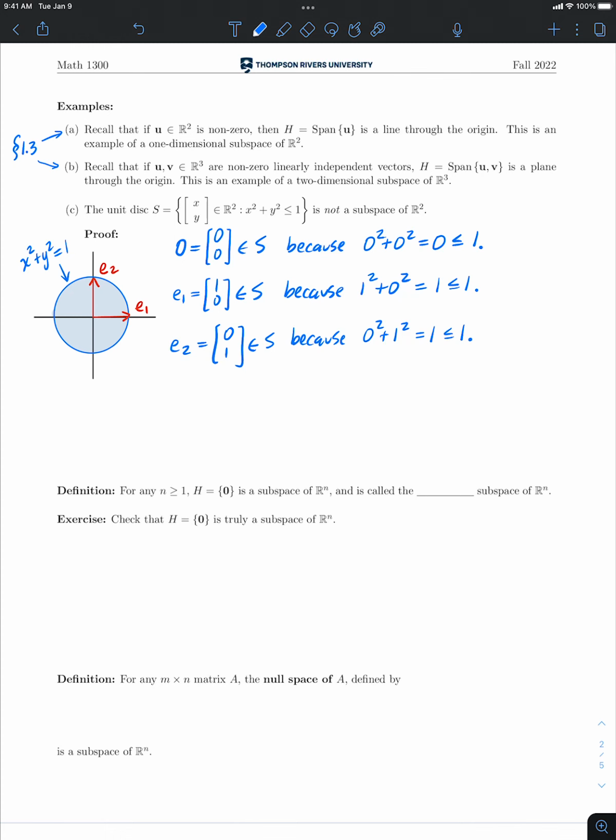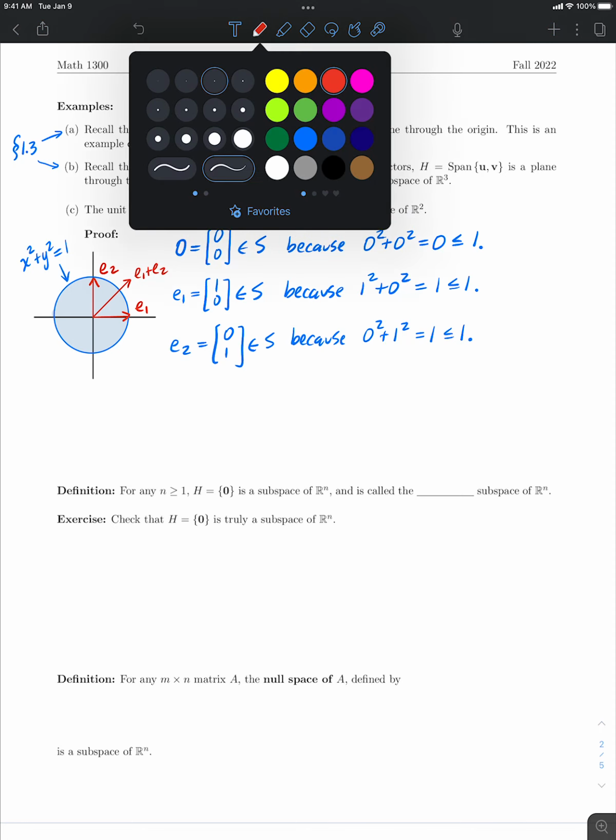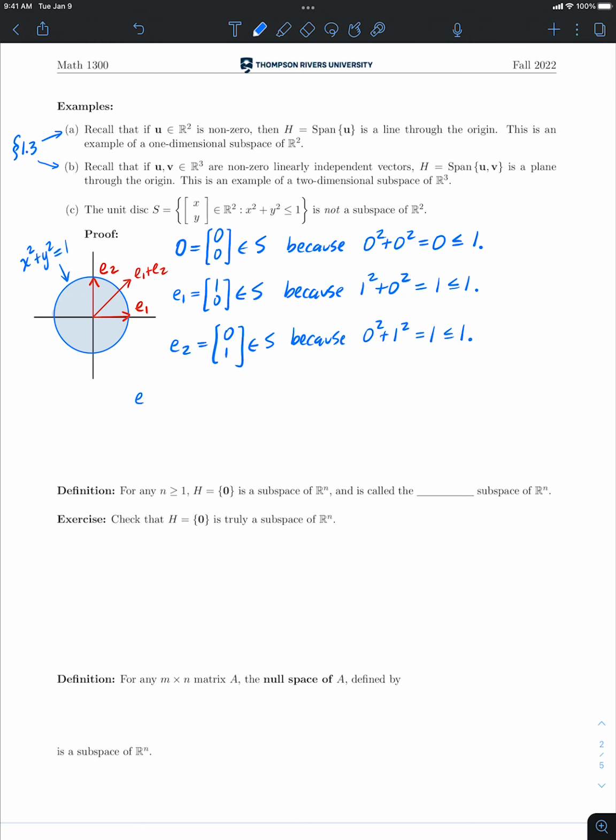But what happens if I add those two vectors together? And I'll draw it in the diagram. The parallelogram rule would say that this would be E1 plus E2, right? But that goes outside of the circle now. So it's not actually in the circle, that vector. Or let's look at it from an algebraic perspective. If I go E1 plus E2, if you add those together, you'll get the vector 1, 1. But now that is not in S.